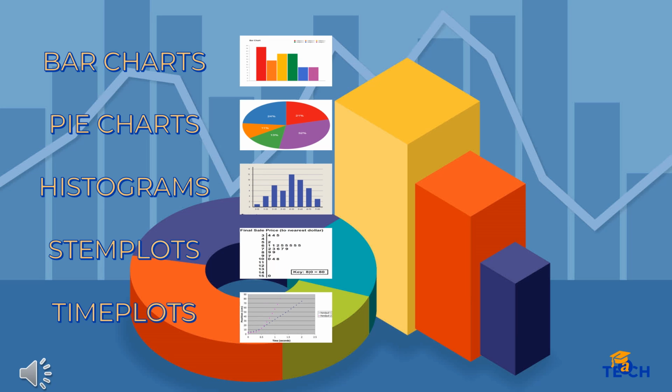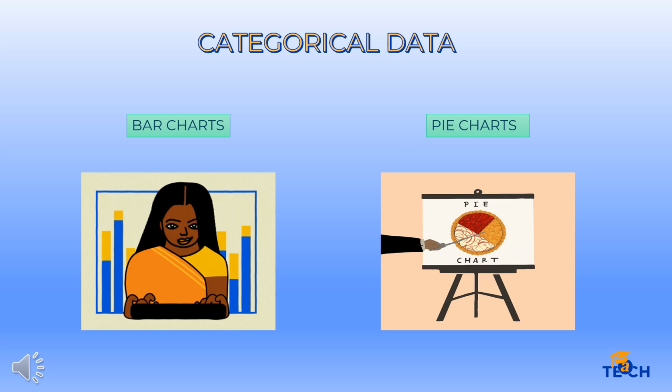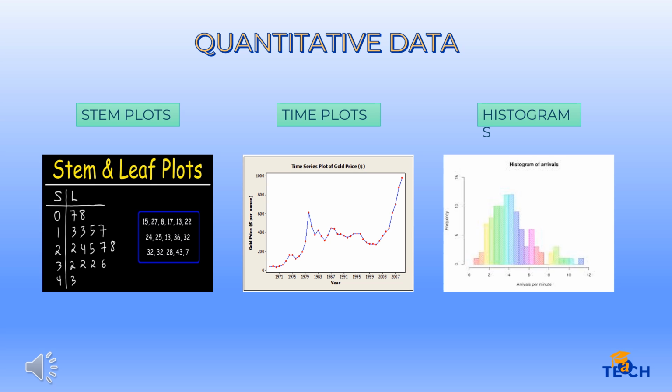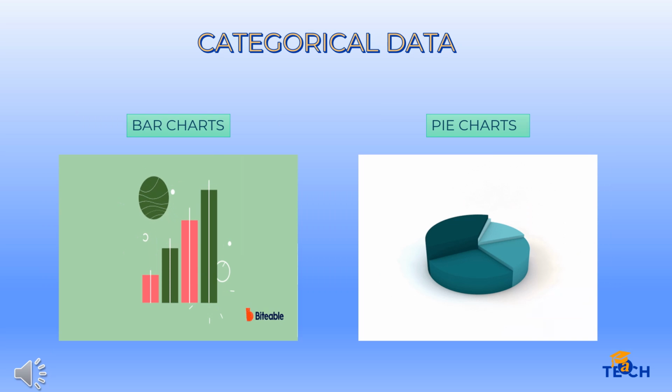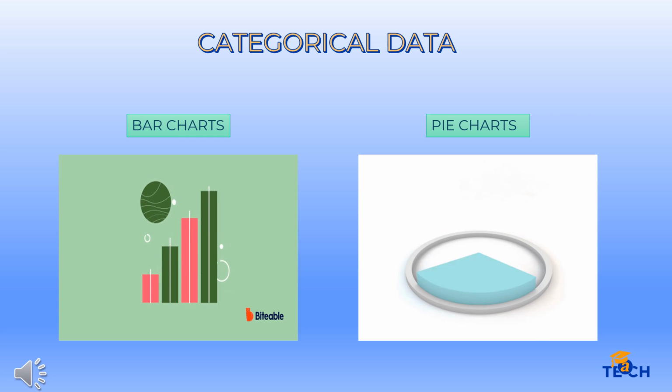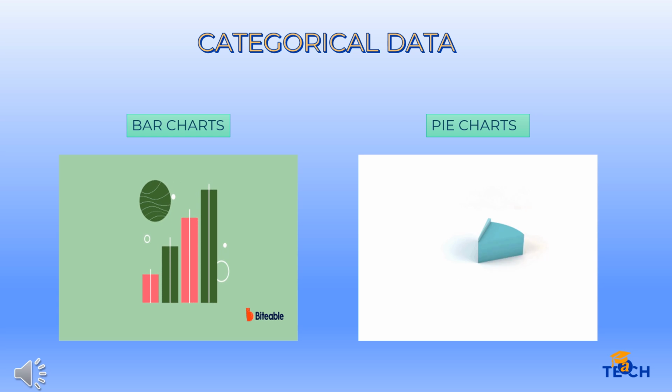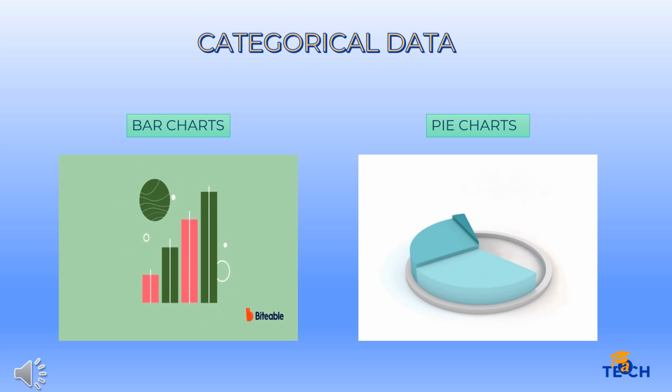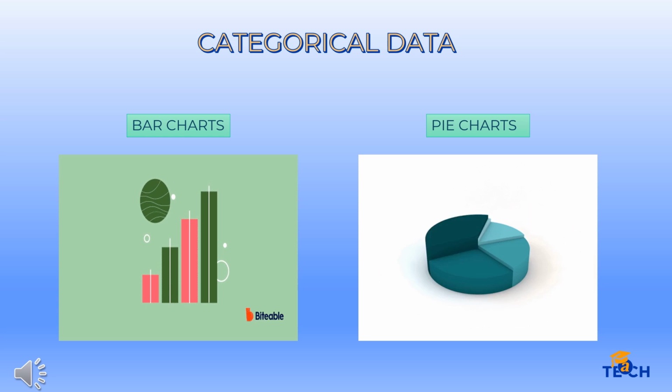Now we will be talking about bar charts, pie charts, histograms, stem plots, and time plots. We can use these tools as a way of displaying data. We often use bar charts and pie charts to display categorical data, and we often use stem plots, time plots, and histograms for displaying quantitative data. Pie charts show the relative size of each value in relation to the whole. On the other hand, bar charts display the frequency on one axis and the values of the categorical variable on the other.